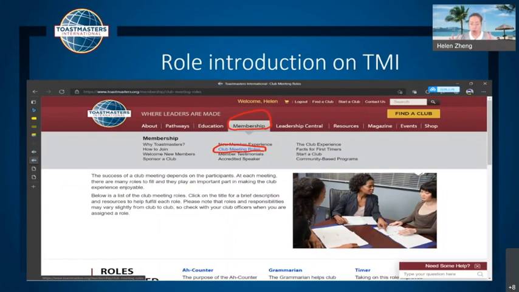For all 15 roles, you can find the detailed descriptions on Toastmasters International. Log into your account, click on membership, and select the club meeting roles. I suggest reviewing the description for the role you are going to take prior to each meeting you will attend. Even if you have played this role many times, a refresh will always help us know more and further about the role.